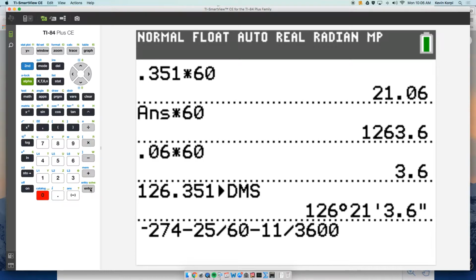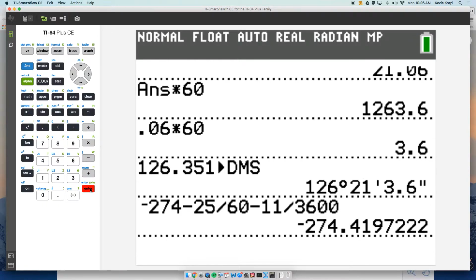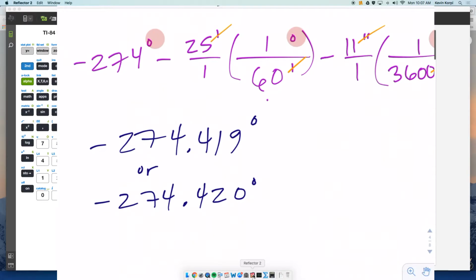And the reason you want to do it in one step is because those two pieces from minutes and seconds are probably going to be decimals. And you don't want to have to write down any intermediate decimals. You just let the calculator store them all at one time and you write down your answer. And there it is. It's negative 274.419 degrees. Or, if you're a rounder, be careful, it's 420 degrees, and now you need that third decimal because it's part of the accuracy.